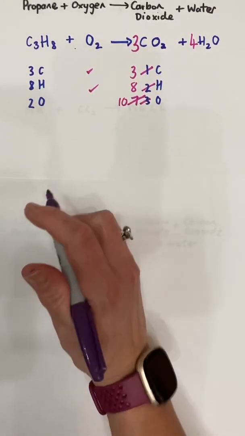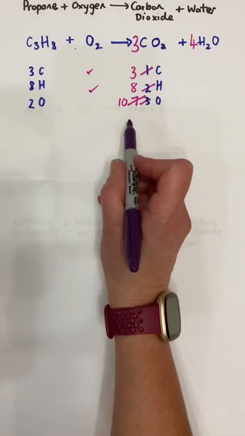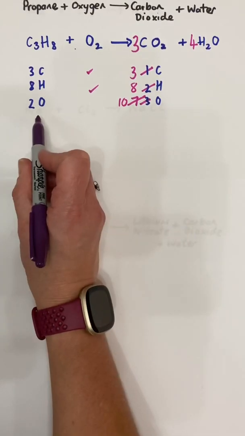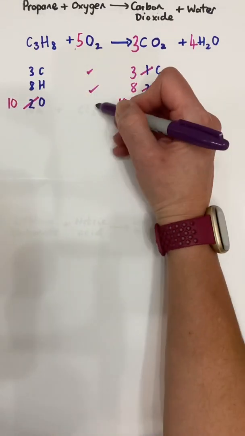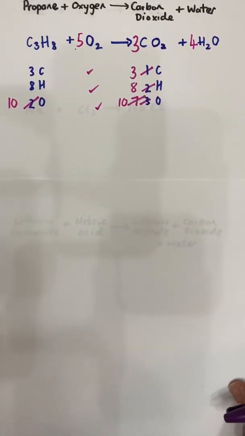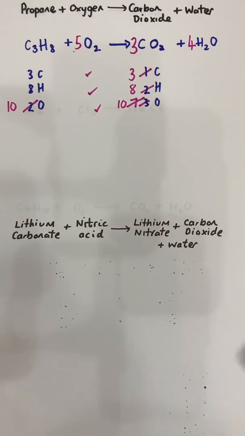My final step is to balance my oxygens. 10 oxygens on the right, 2 oxygens on the left. Multiply this by 5, 10 oxygens. Fabulous. Okay? Next one. Now, this is a tricky one.